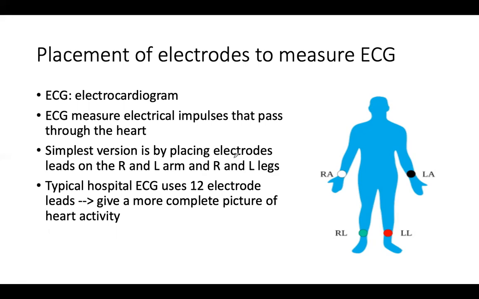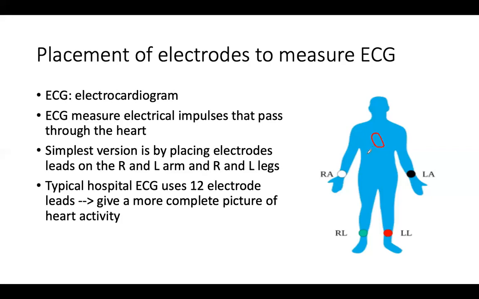There are two different versions of the ECG. The first, which is the one we're going to use, is the simplest version. It allows us to connect an electrode to the right arm, the left arm, the right leg, and the left leg, and through this measure the electrical impulse that is passing through your heart, located right here.